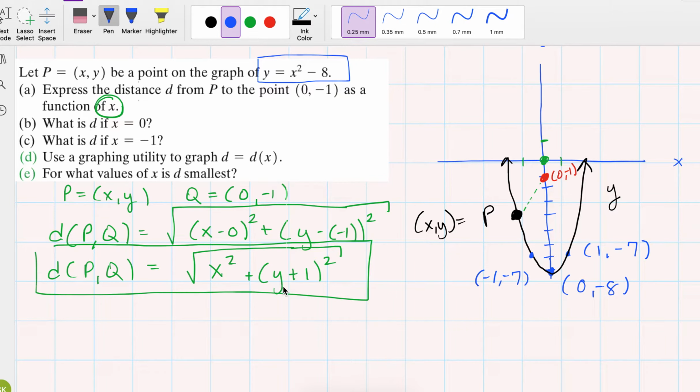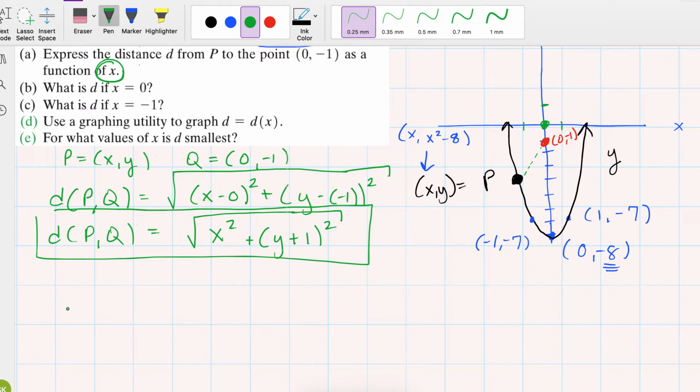Okay, well, how can we rewrite y as a function of x? Notice that to figure out what y is for this point here, you plug in a value for x, and then your y is given to you from this equation here. For example, if we plug in 0, we get -8, and that's this number here. So this y value is just x squared minus 8. In other words, this point is the same thing as (x, x squared minus 8). So wherever I see a y in this formula here, I'm going to plug in x squared minus 8.